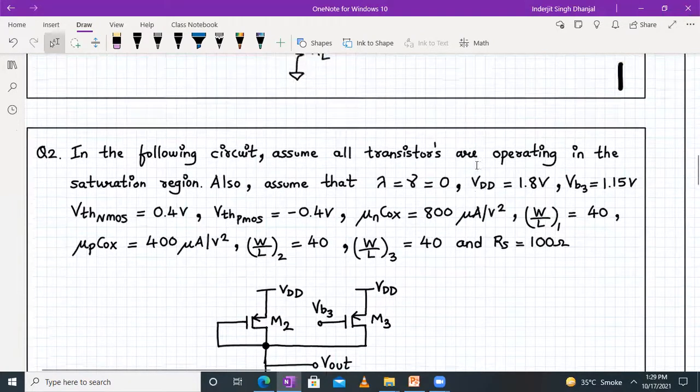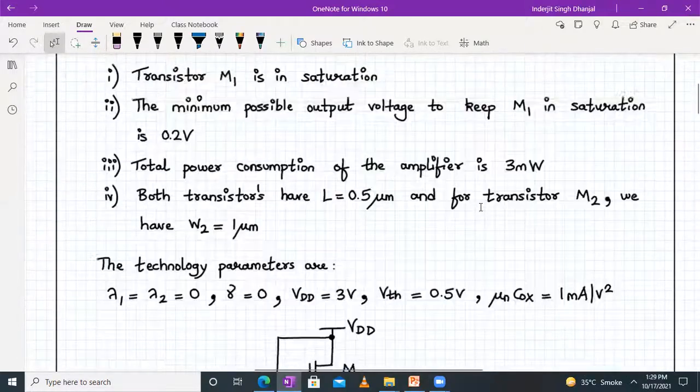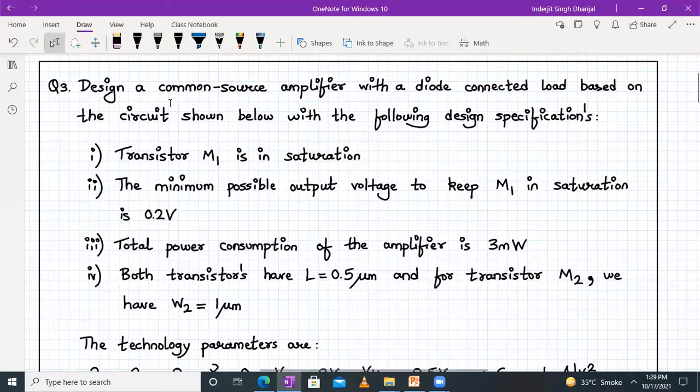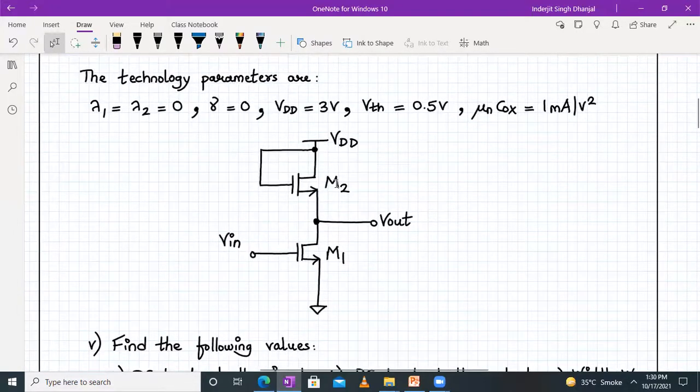Now let's move on to question number 3. Question number 3 is again out of 20 marks. So let us first understand the question thoroughly. In question number 3, we have to design a common source amplifier with a diode connected load, based on the circuit shown below with the following design specifications. First of all, we'll see the circuit. It's a common source amplifier with an NMOS diode connected load. Fine?